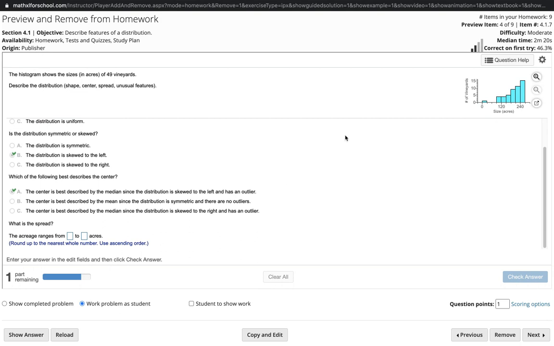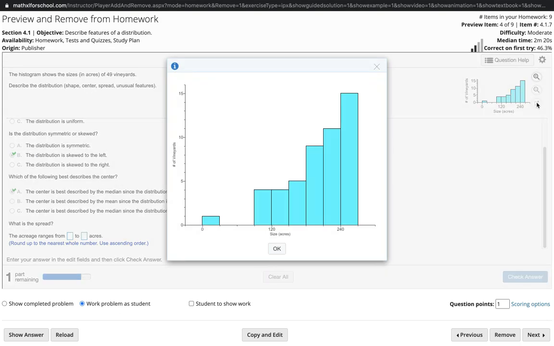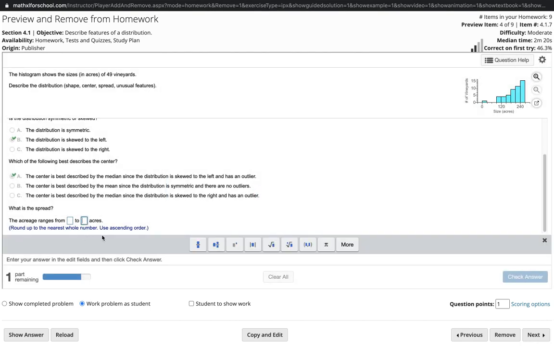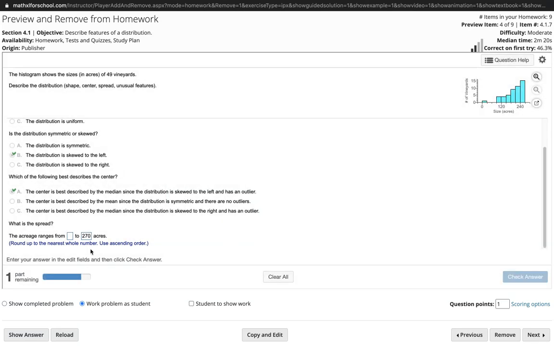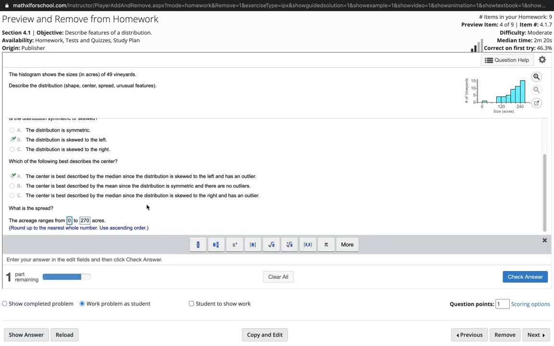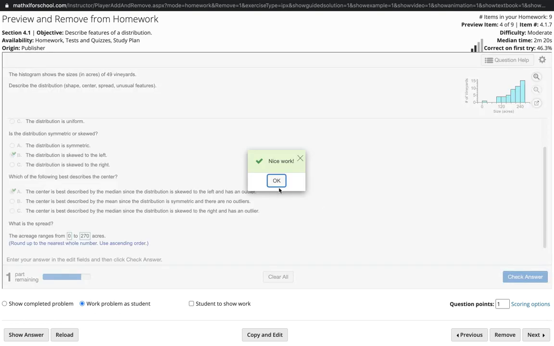What is the spread? In other words, what's the low number? What's the high number? Okay, so let's go at the high number first. It looks like these tick marks go up by 30. So this is 120, 150, 180, 210, 240, 270. So the high number is going to be 270. Okay, and the low number is going to be 0. So the spread, the acreage ranges from 0 to 270.